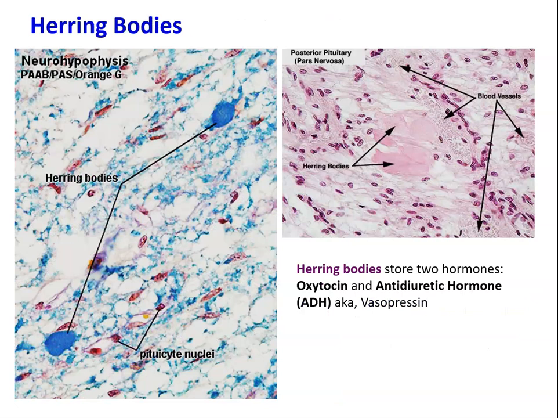So here are two views of Herring bodies, and you can see that they are very large structures embedded amongst all of this nervous tissue looking stroma here, and these are these glial cells called pituicytes here and here. And here's another stain where you can see how large those Herring bodies are. There are two different hormones stored in Herring bodies, either oxytocin or antidiuretic hormone, which is also called vasopressin.